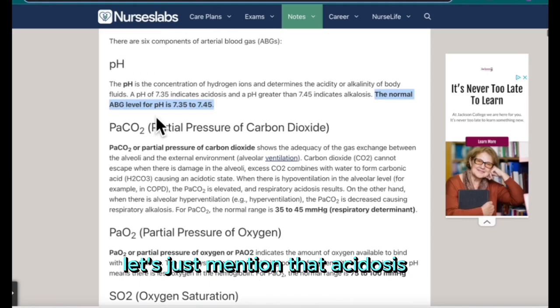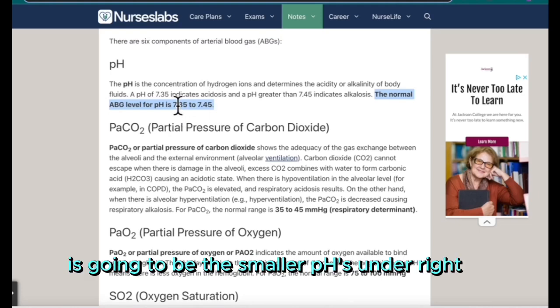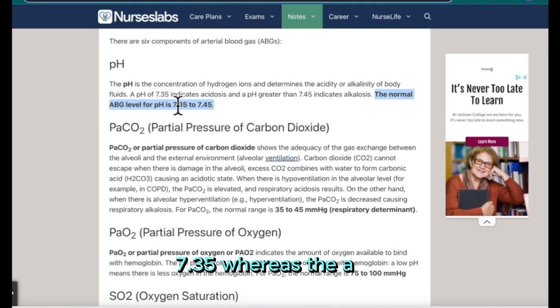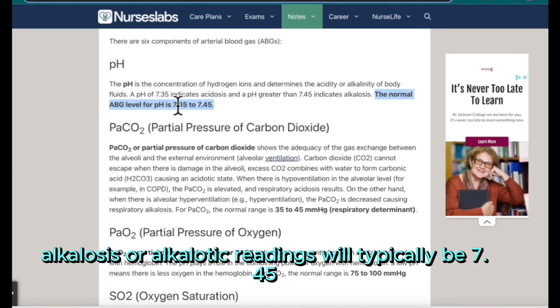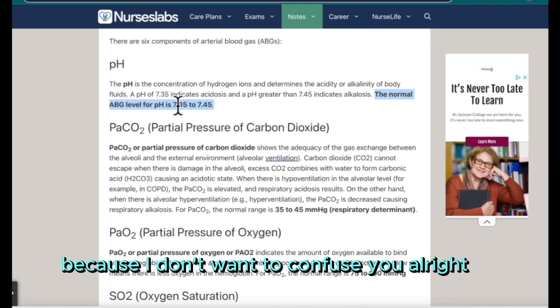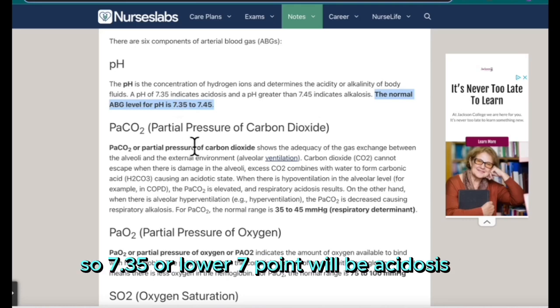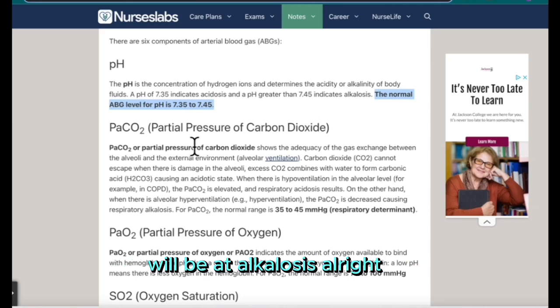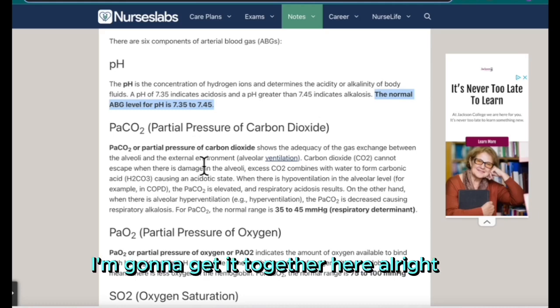Let's just mention that acidosis, generally speaking, is going to be the smaller pHs, under 7.35, whereas alkalosis or alkalotic readings will typically be 7.45 or higher. Let me use good language here because I don't want to confuse you. So 7.35 or lower will be acidosis, and 7.45 or greater will be alkalosis.